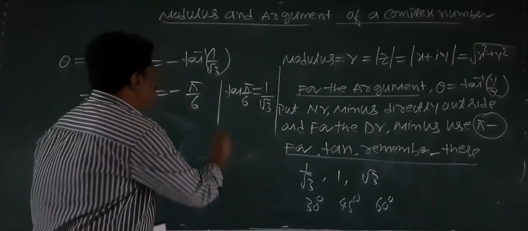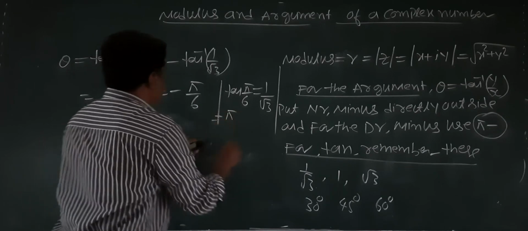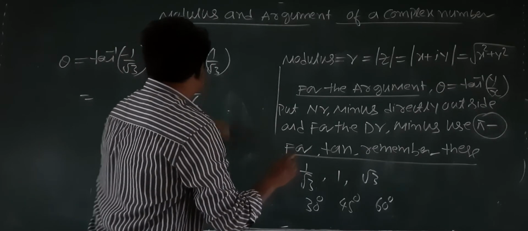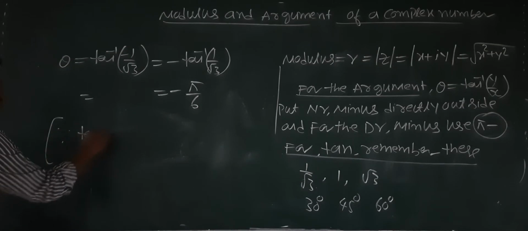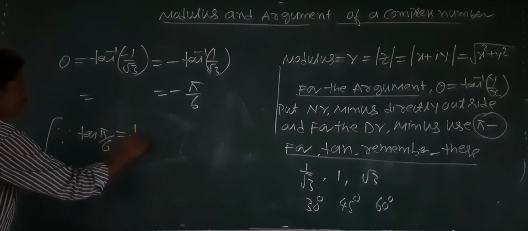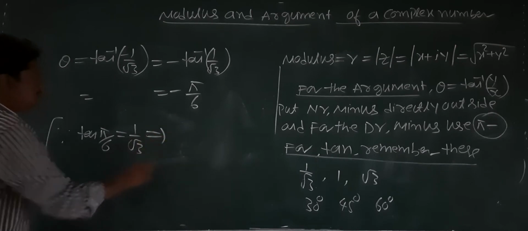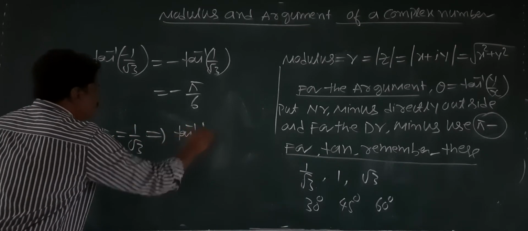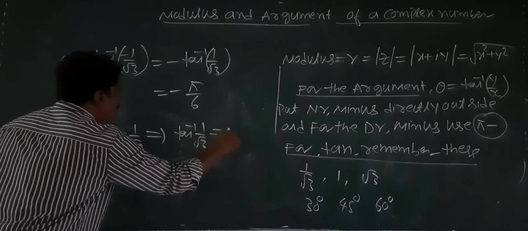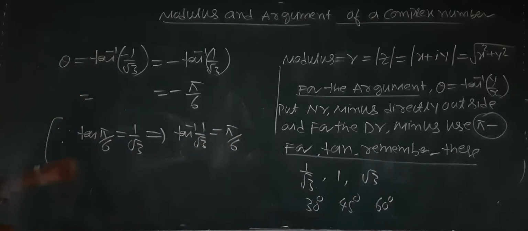So tan inverse 1 by root 3. Because tan pi by 6 is equal to 1 by root 3, this implies we send tan to the other side. So tan inverse 1 by root 3 is equal to pi by 6. When tan goes to the other side, it becomes tan inverse. Tan inverse 1 by root 3 is pi by 6.